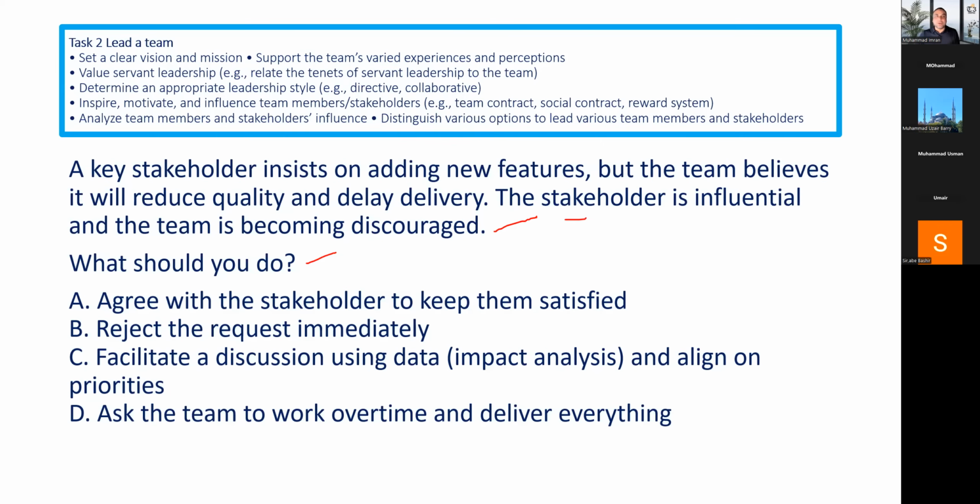What should you do? Agree with the stakeholder to keep them satisfied. Seems to be a better answer, but I will show you in a while why and what can be done with this answer. Reject: this will never be the correct answer. Facilitate a discussion using data and align on priorities. This sounds better, right? Because we are speaking of what we need. This is the science we are speaking about. Asking the team to work overtime is not the topic of discussion. So B and D are out of the league. Remaining are A and C.